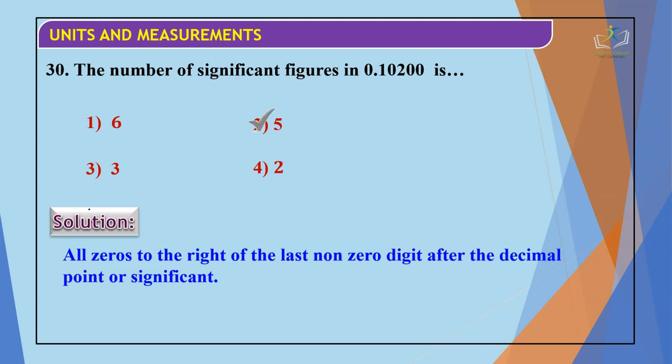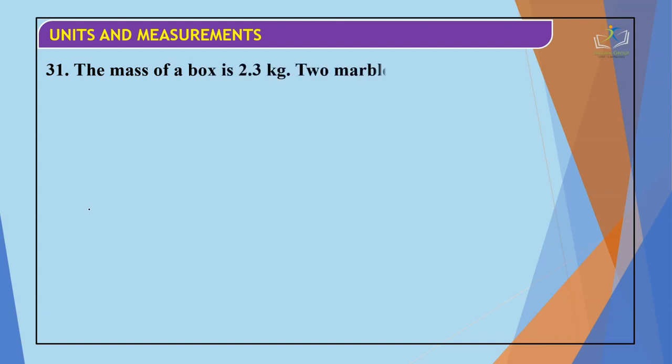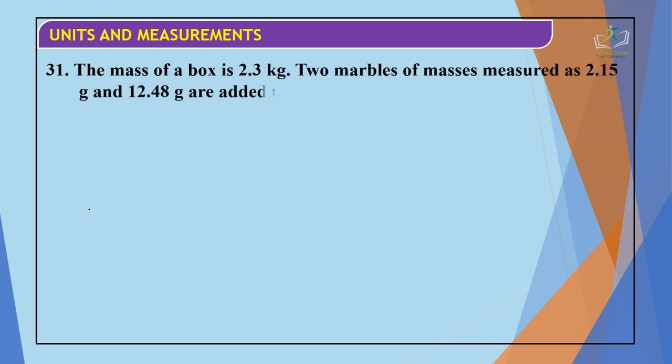Counted. So according to that, the correct answer is 5. Next question we have: the mass of the box is 2.3 kg. Two marbles of the masses measured as 2.15 gram and 12.48 gram are added to it. Total mass of the box is.